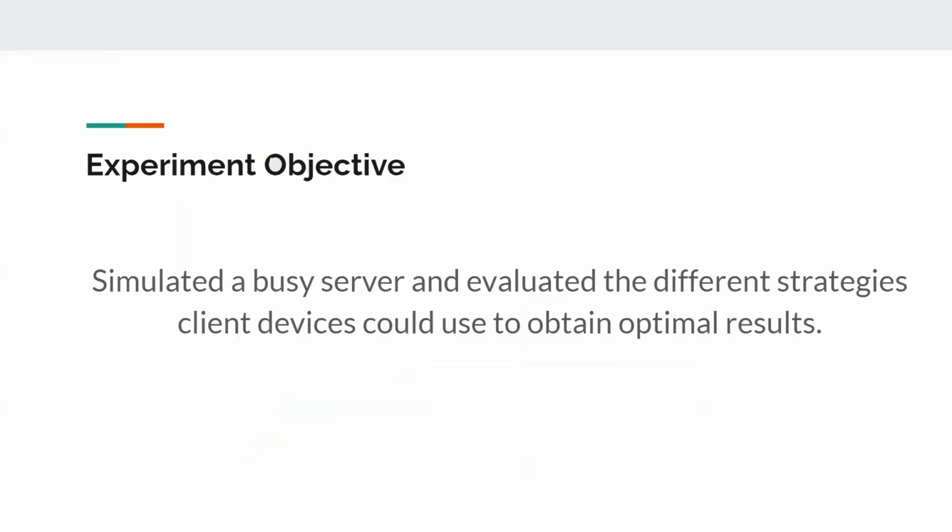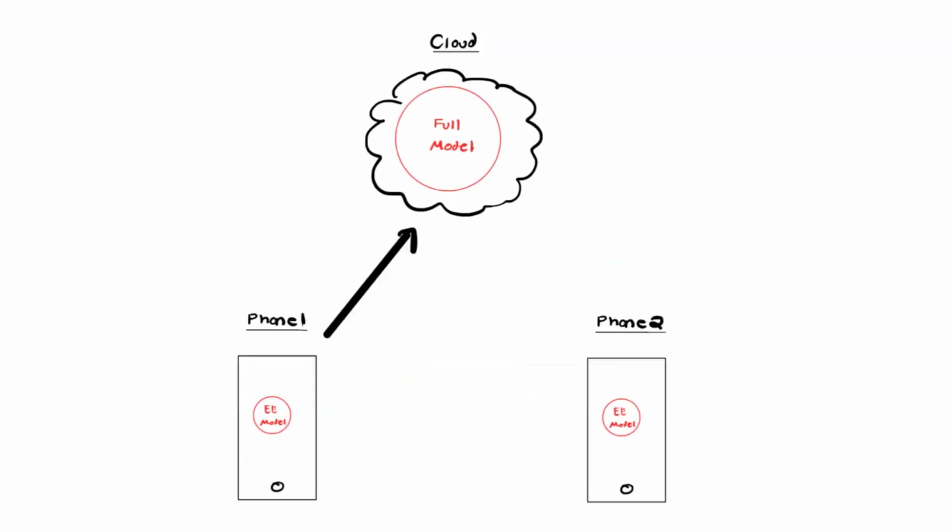Right. So for evaluation, we then had to construct an experiment. What we wanted to do with the computers that are available here is simulate a busy server and then evaluate the different strategies that clients could use to deal with that busy server. So this was the experiment we set up. We had multiple computers emulating different phones, and then we had one computer emulating the cloud or the server. Basically, we'd have these multiple phone devices offload to the cloud.